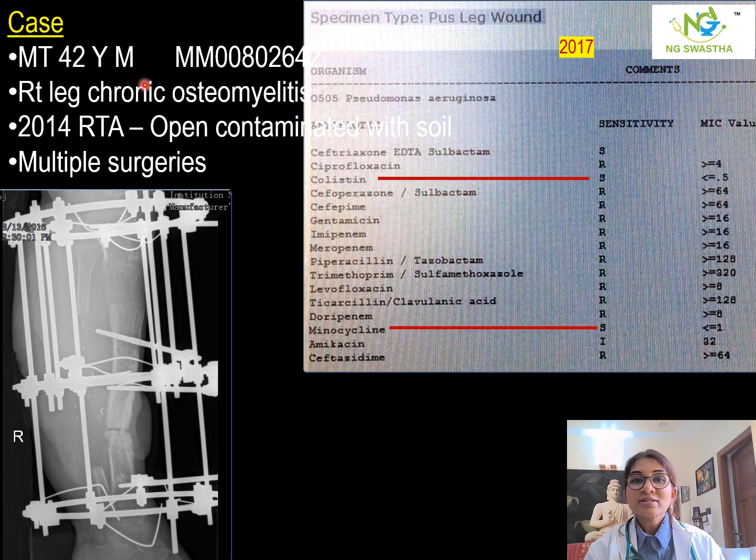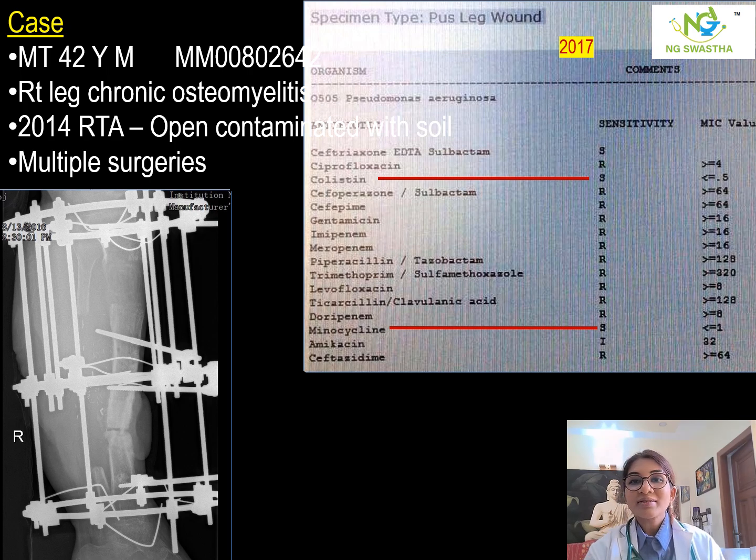Now we see this patient. This is a 42-year-old gentleman who had right leg chronic osteomyelitis following a road traffic accident, and then he had undergone multiple surgeries. In 2017, when he presented, the leg wound grew Pseudomonas aeruginosa, and this was carbapenem resistant. It was only susceptible to colistin and minocycline, which was reported here.